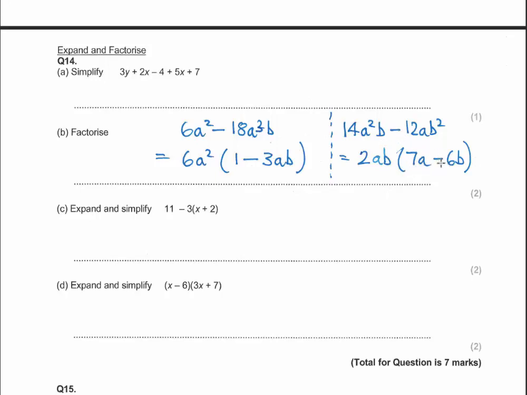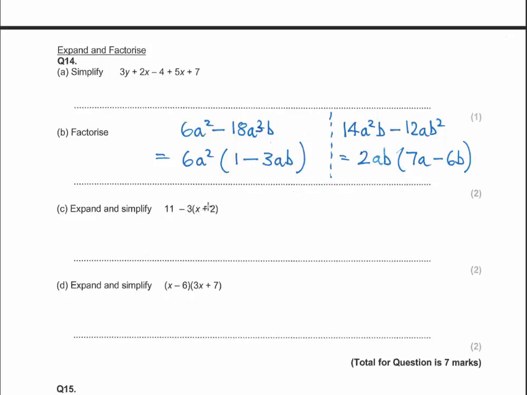Subtract, so subtract here. To make the 12, I need a 6, so that 2 times 6 makes 12. I need an a. I've got an a. I need b squared, but I've only got a b, so I add an extra b here. So quick check. 2 times 6, 12. A, b times b, b squared. 12ab squared.